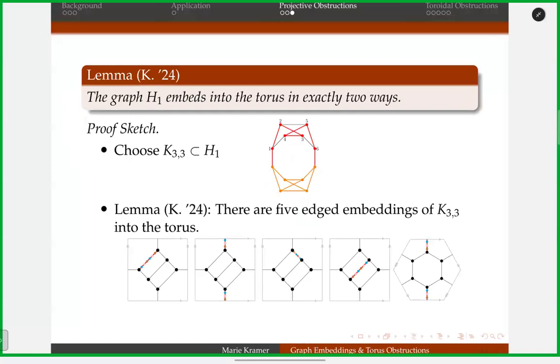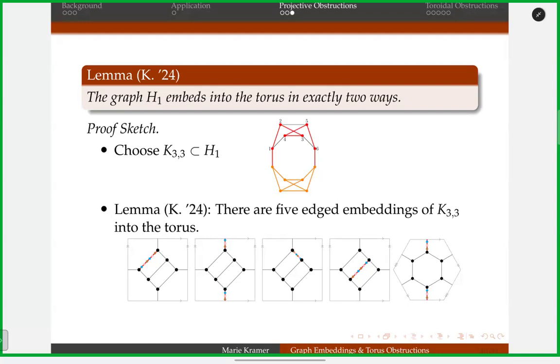And then we needed to know something about certain types of embeddings of K33 into the torus, something that we end up calling edged embeddings. By that, we mean an embedding of K33 into the torus where there's one special highlighted edge. We needed to know where one of the edges was in our embedding, because then this would be the subdivided edge where we would need to add some edges between those degree 2 vertices to build H1 out of K33.